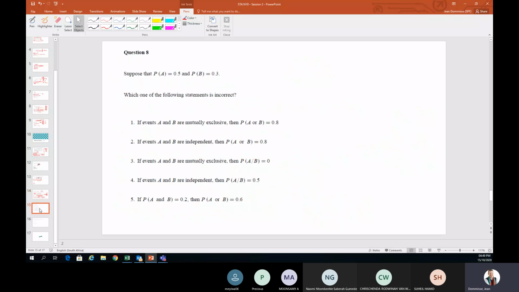Okay, so another way that they can ask it is they can tell you, well, there's a probability of one event and there's a probability of another event. So here, the first one is probability of A, and then there's a probability of B. And they ask us which one of the following statements is incorrect. Okay, so now we need to work it out from the start.